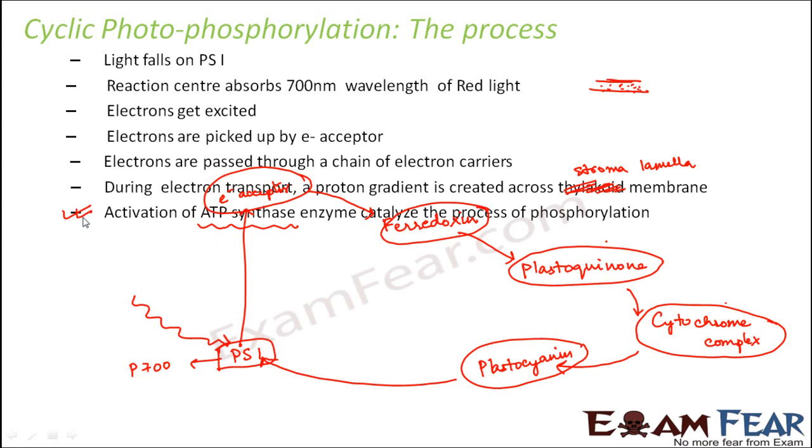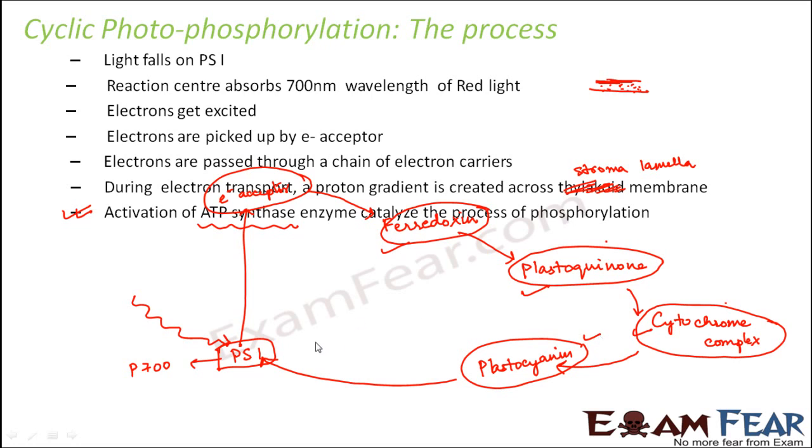Whenever a proton gradient is created, the ATP synthase enzyme will be activated. Then it will cause facilitated diffusion. The process is exactly the same. It is just that here there is no PS2. So the electron transport chain consists of different electron carriers, because here it is happening in a different place altogether, in the membrane of the stroma lamellae. Maybe different molecules are present here. That is why you have different electron carriers here compared to the non-cyclic process.